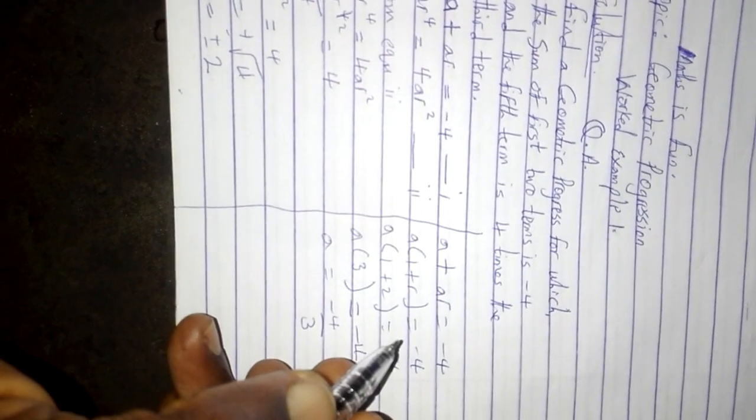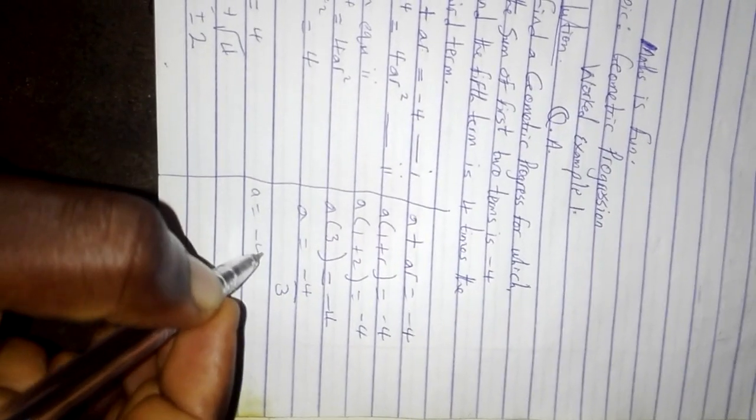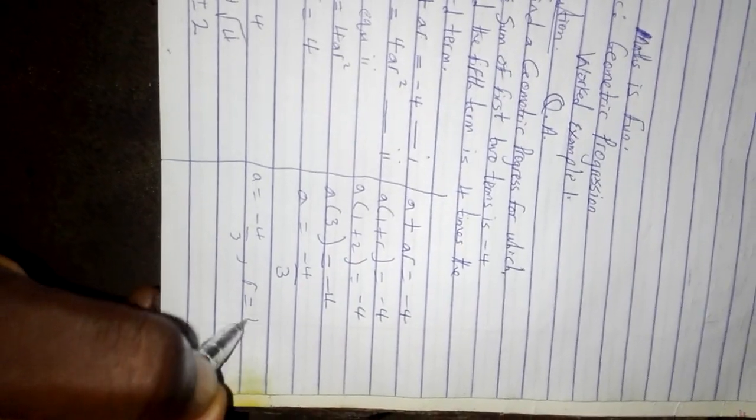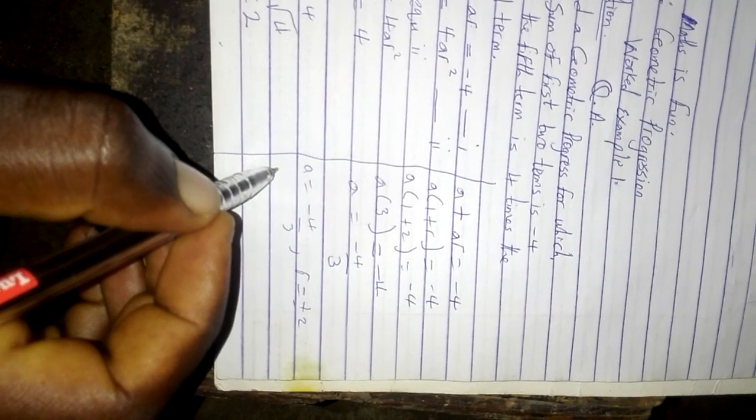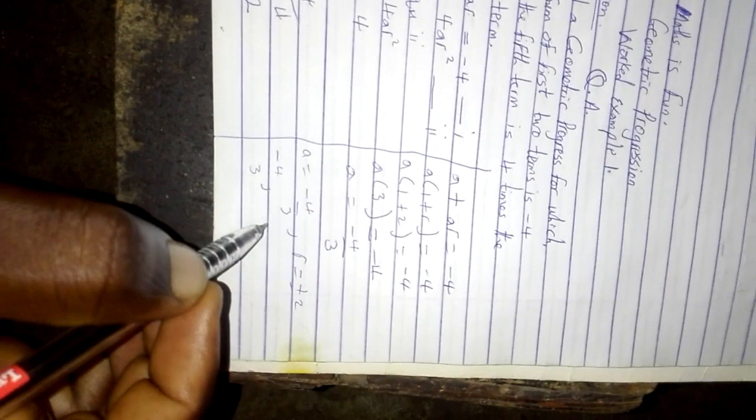Now we have gotten our first term, and we have also gotten our common ratio. The first term is minus 4 over 3, while our common ratio is plus or minus 2. So we can now write the progression from this. We have minus 4 over 3, then the second one, which is A r, is minus 4 times 2, that is minus 8 over 3. Then another one is minus 16 over 3, and so on.